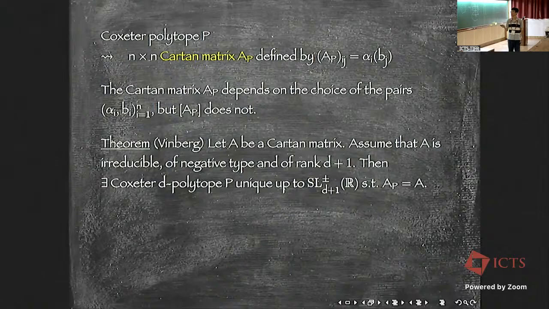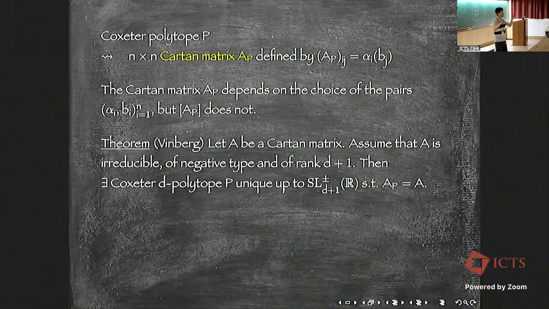a unique Coxeter polytope, a D-dimensional polytope. So here the rank is D+1, so we have a D-polytope, unique up to this SL plus-minus, such that the Cartan matrix of this Coxeter polytope P is exactly the same thing as A. So previously, I mentioned that when we have a Coxeter polytope, then we produce a Cartan matrix, but this theorem tells us the opposite direction. So given a Cartan matrix, you can find a unique Coxeter polytope P.